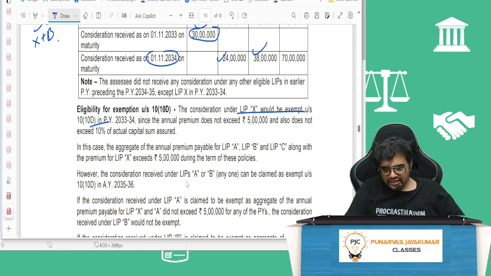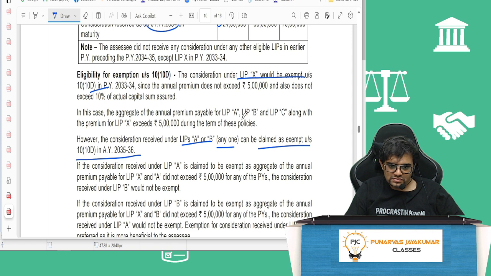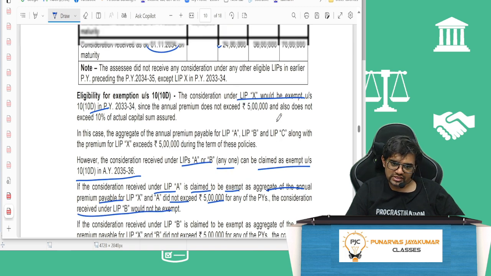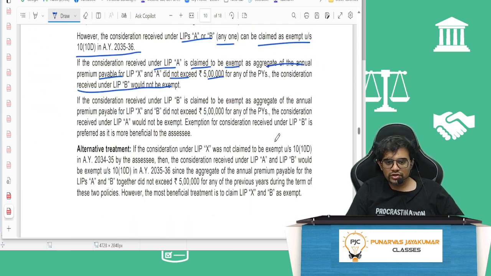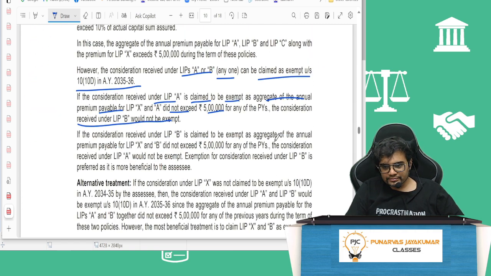Consideration received under LIP A or B, anyone can be claimed as exempt under assessment year 35, 36. If the consideration received under LIP A is claimed as exempt as an aggregate of the annual premium A did not exceed 5 lakh, the consideration of B would not be exempt. Obviously, X is already exempt. If you claim A as exempt, B will not be exempt. If you claim B, then A will not be exempt. What would you claim? B only would be better.